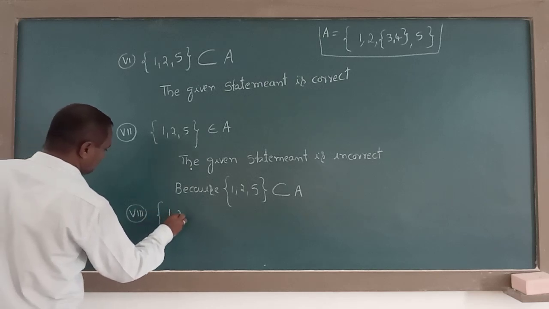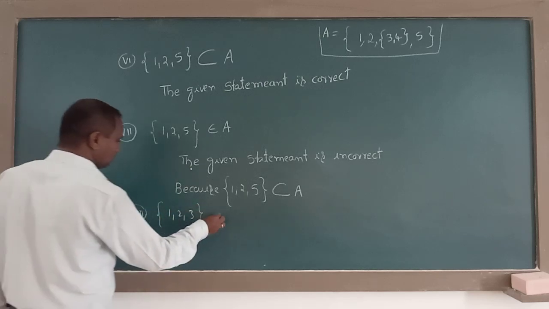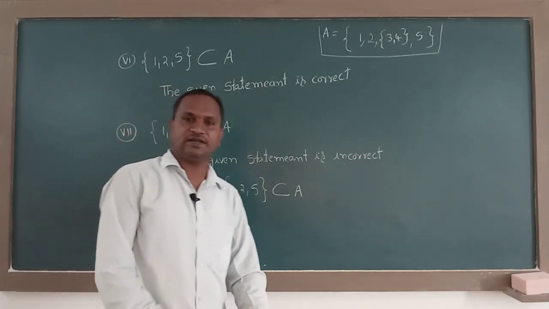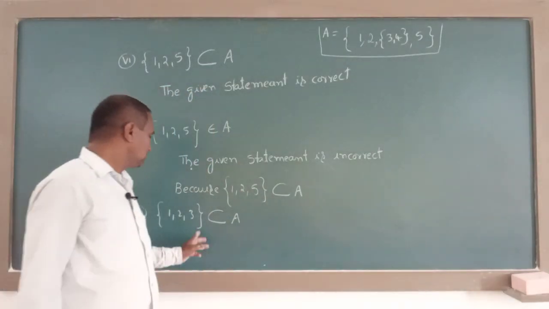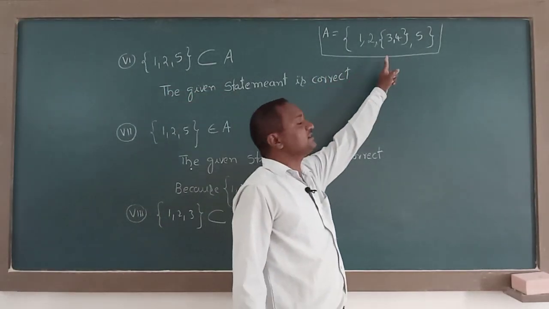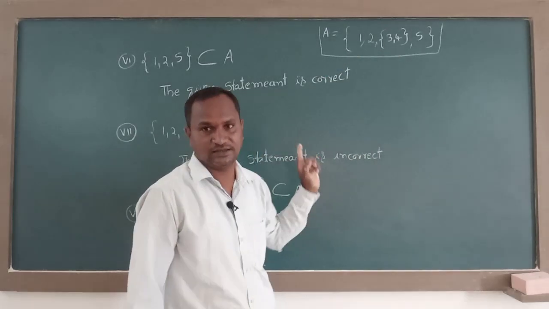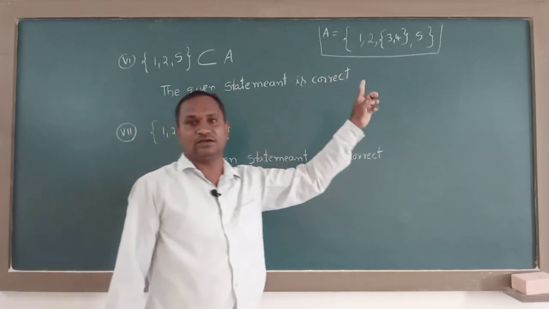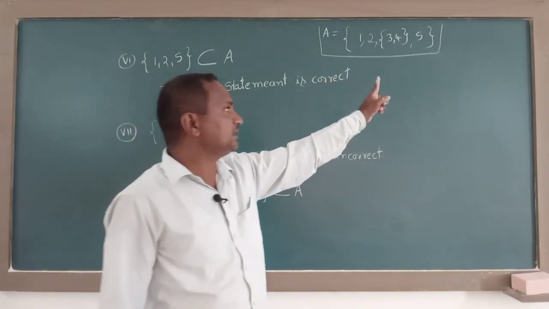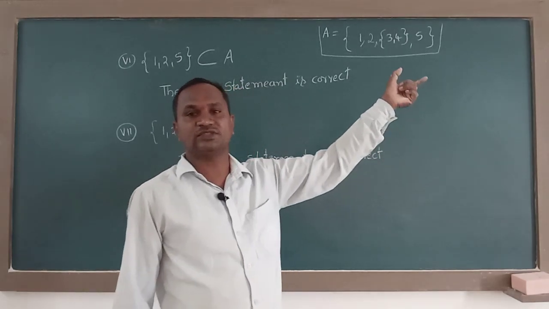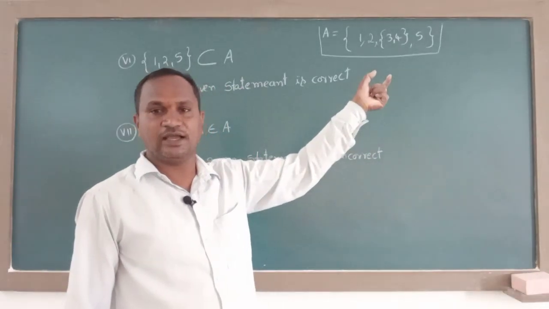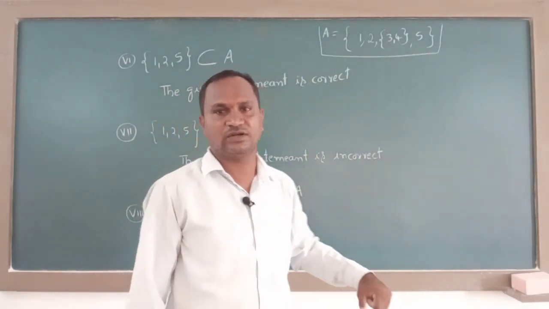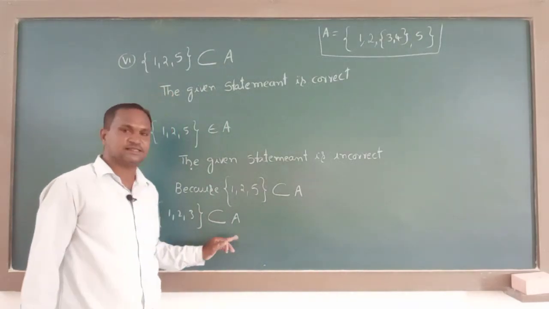Set of the elements 1, 2, 3 is a subset to A. This statement is also incorrect. Why? Because 3 is not present independently in set A. Set of the elements 3, 4 is given as one element. Here 3 is not an independent element in set A; it's combined with 4 and forms a set at the same time. Set of the elements 3, 4 is considered as an element of set A. That's what we can write: the given statement is incorrect.